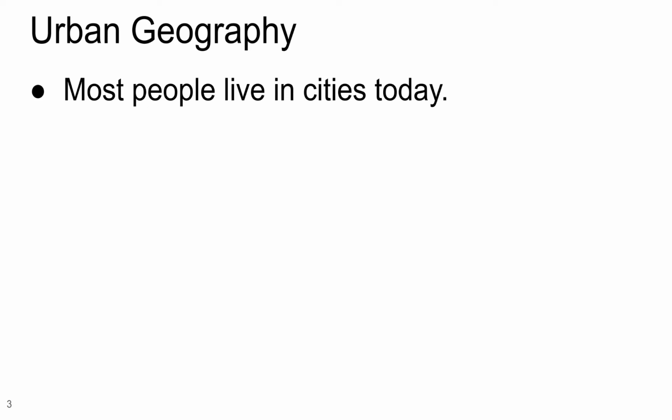So some things about urban geography. Most people, for the first time ever, live in cities. More people live in cities than not cities. This is a relatively recent phenomenon. For the first time in human history, the majority of humans on the planet live in some sort of urban situation.